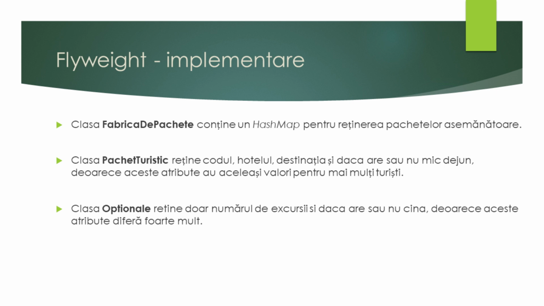This ensures that there's only one Pachytristic for each unique package, no matter how many people book it. So even if 100 people book the Island Paradise tour, there's only one Pachytristic object in memory for that package. Exactly. The shared data is only stored once, saving a lot of memory. And each person gets their own Optionale object to store their unique preferences. This makes it super efficient.